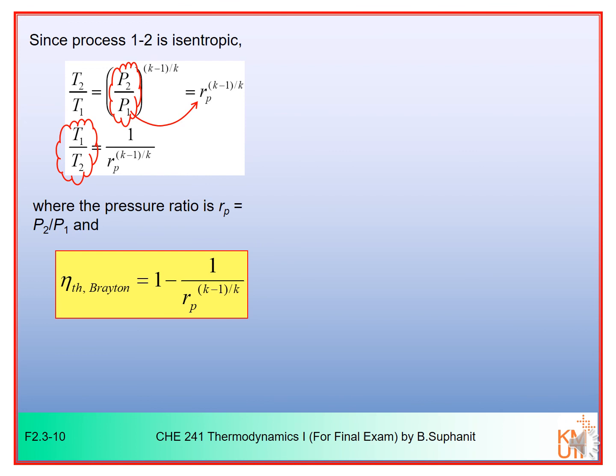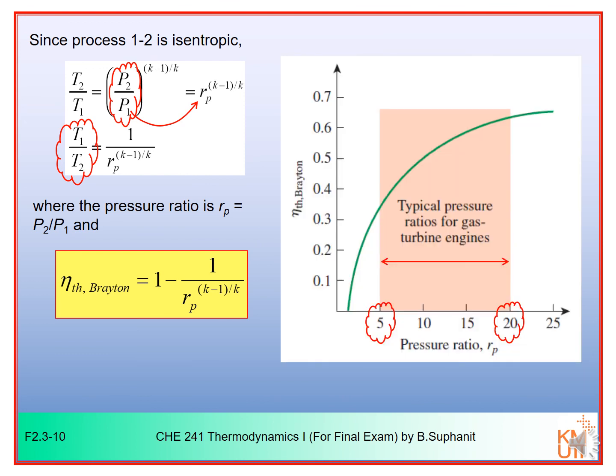Now, if you plot the Brayton efficiency against the pressure ratio, you can see that the curve is nonlinear as a result of the power law relation. From the graph, you can see that the Brayton efficiency increases as the pressure ratio increases. The typical pressure ratio values that we normally use in practice are in the range of 5 to 20.